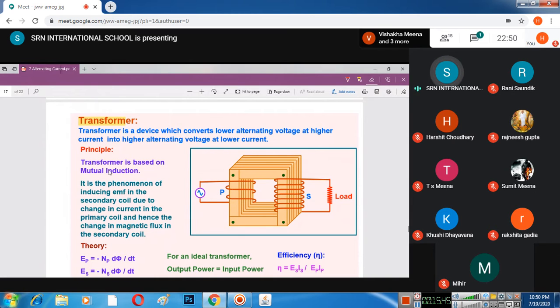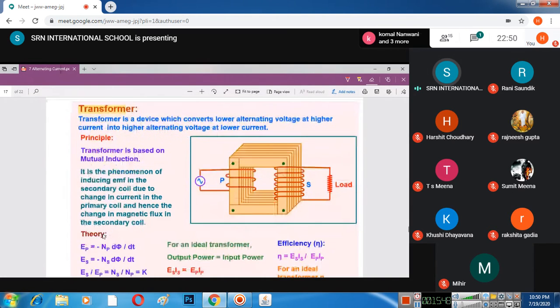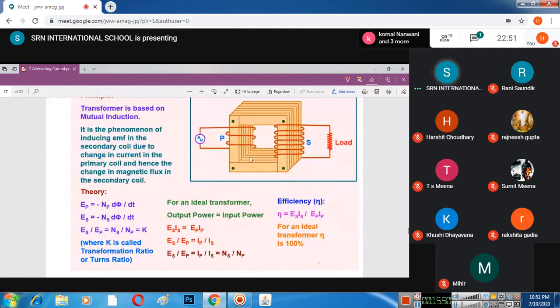Now, after the construction of the transformer, we come to the working. As alternating current is applied to the primary coil of this transformer, this applied current generates an alternating magnetic flux in the core. This change in the flux in the primary induces an EMF in the secondary. This is the working of this transformer.